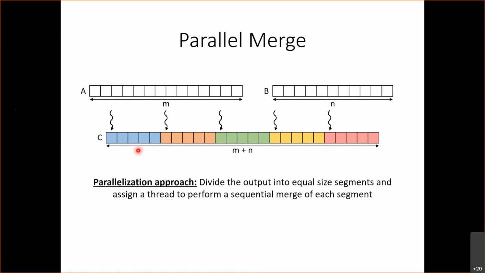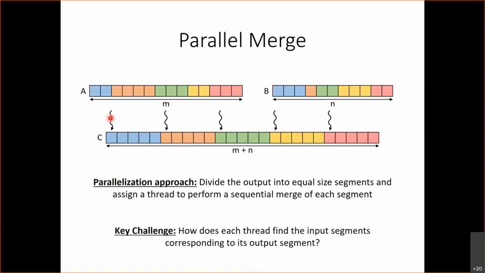Now, if we partition C into segments and divide it across threads, the key challenge becomes: how does each thread find the corresponding elements in A and B that it needs to merge? So the key challenge is, how does each thread find the input segments corresponding to its output segments? This thread that's responsible for this blue segment of C, how does it find the corresponding elements in A, and the corresponding elements in B?